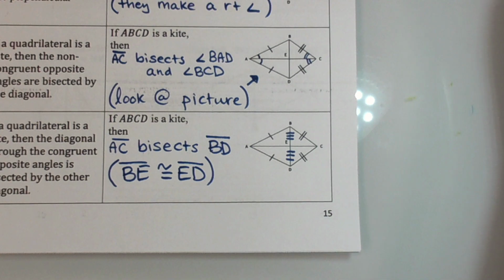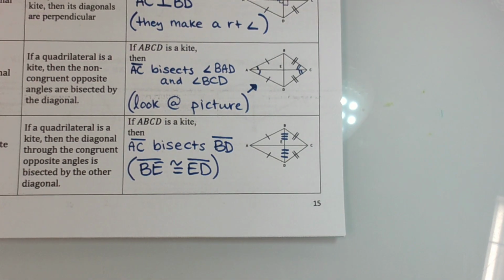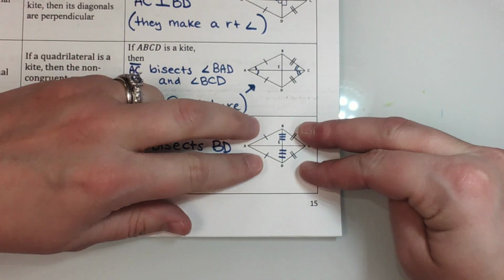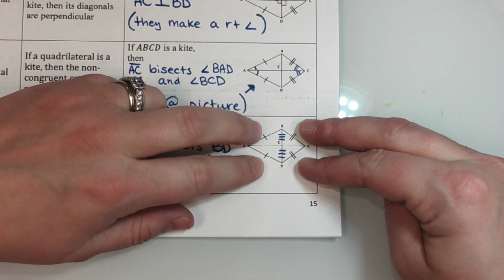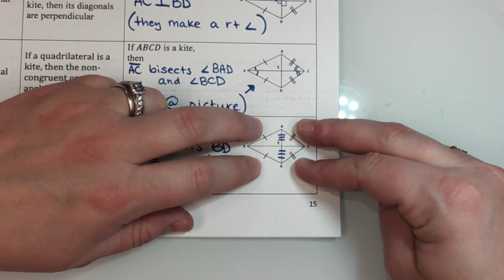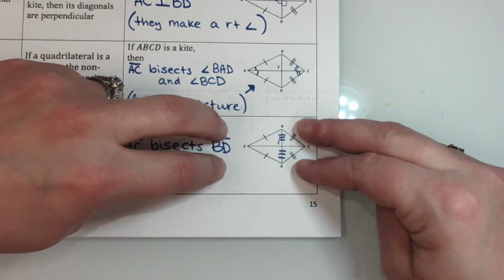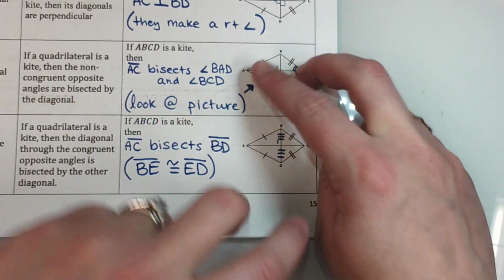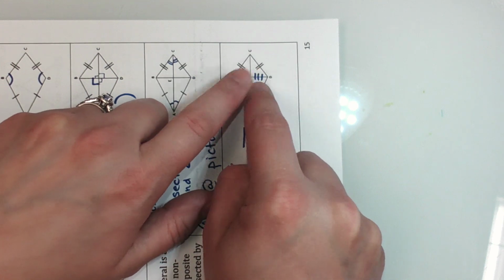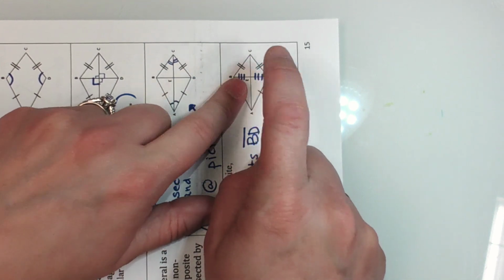Now, I am going to emphasize this again. Your kites can be spun. Keep an eye on where the congruences are on the sides, because if the congruences are not the left ones and the right ones, if it's the top two and bottom two, you need to spin this picture to see which diagonal pieces are congruent.